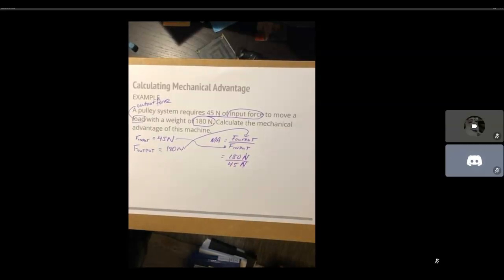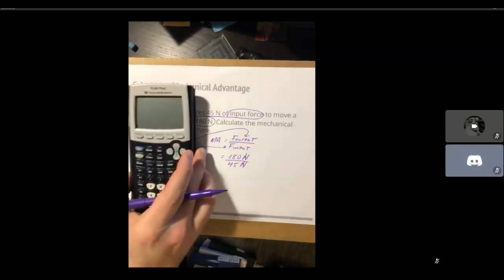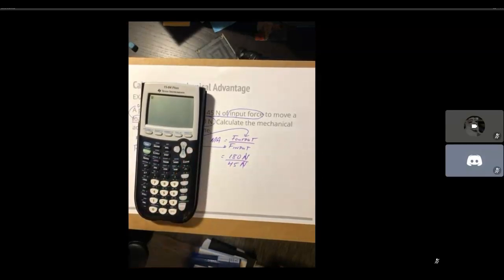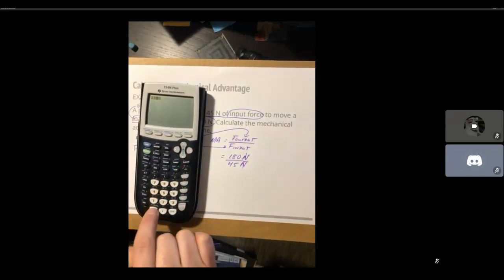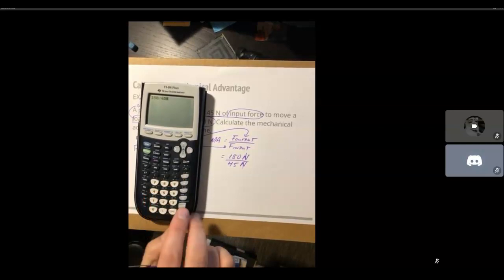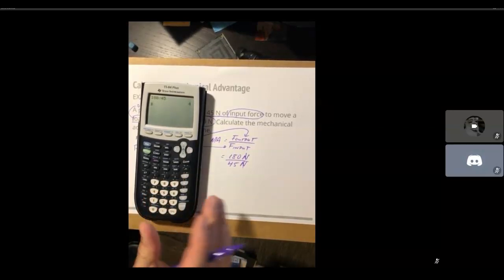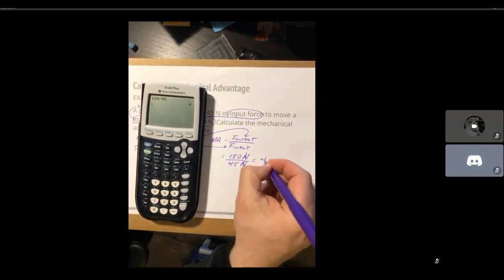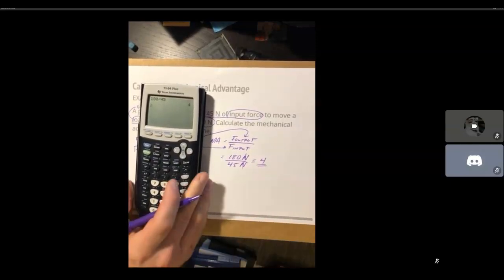Then you're going to bring your calculator in, and I'll just place it up here, and hopefully you can see that. And we're going to do 180 divided by 45. Okay, so that gives me 4. And that's our final answer right there.